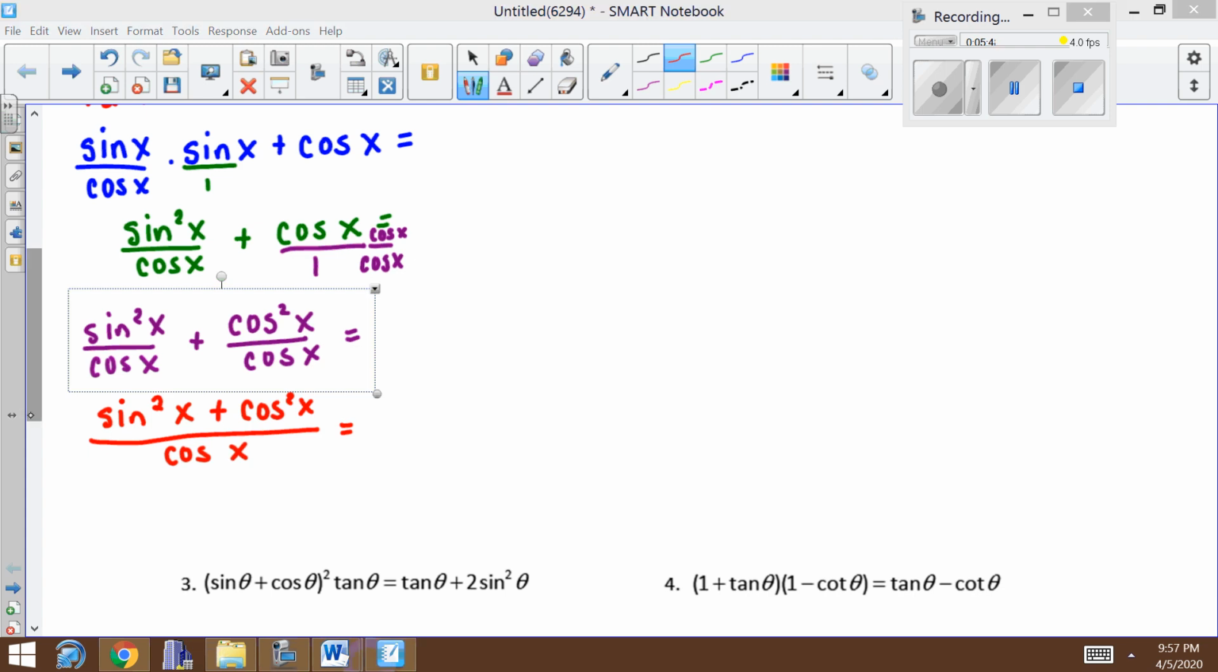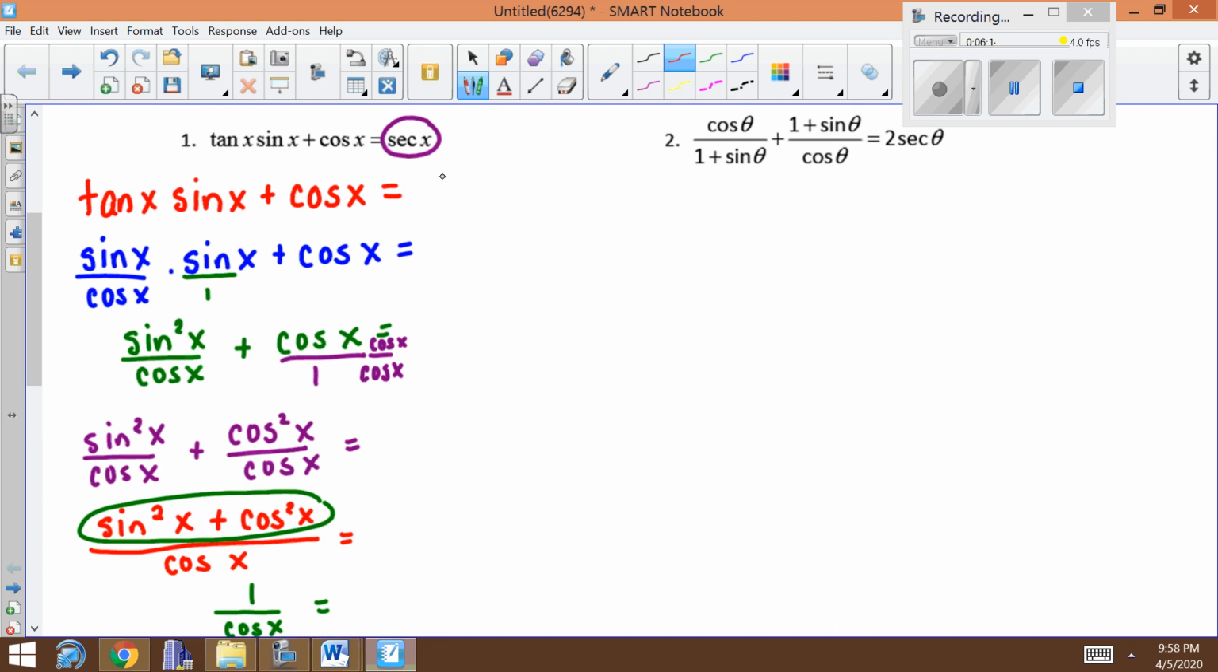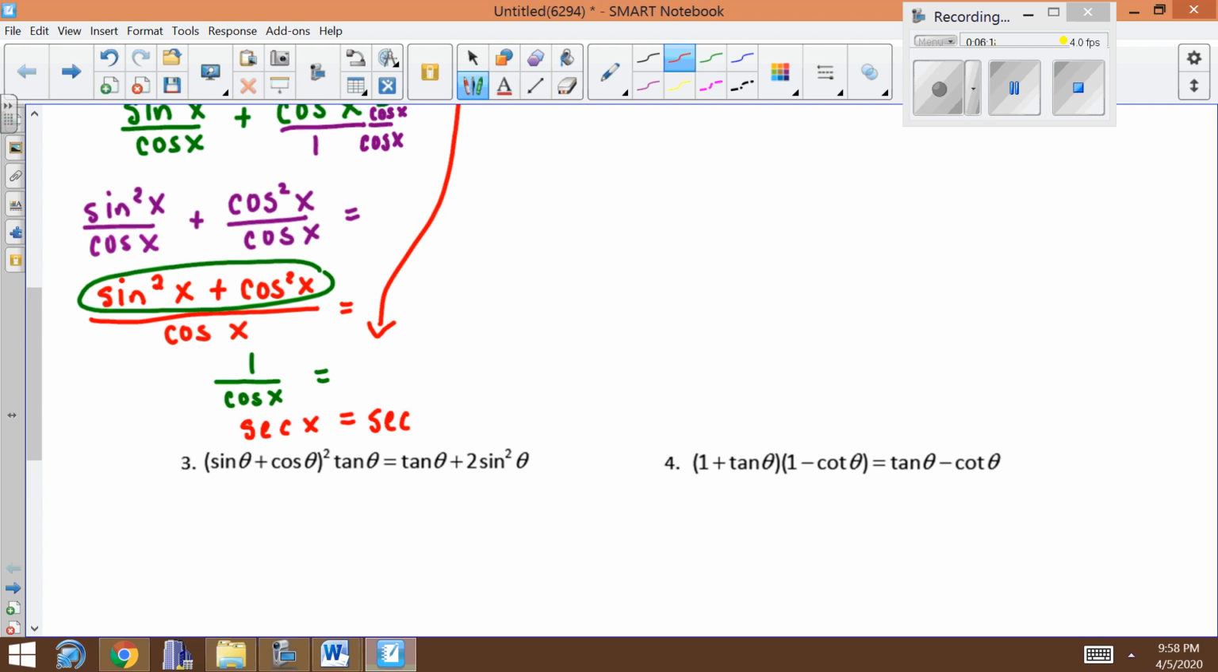Okay. And maybe you can start to see things forming here. Now you can look and say, oh wait, this sine squared plus cosine squared should stand out. That's an identity in and of itself. That is equal to 1. Now look, we have 1 over the cosine, and conveniently, 1 over the cosine is the secant. And that now equals that other side that we wanted it to equal here. That equals the secant, and we just verified this identity.